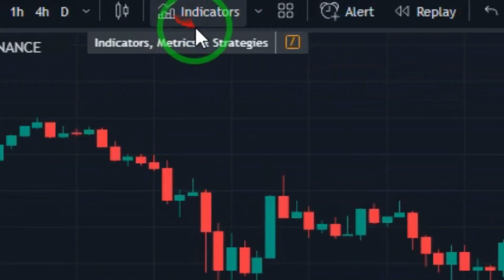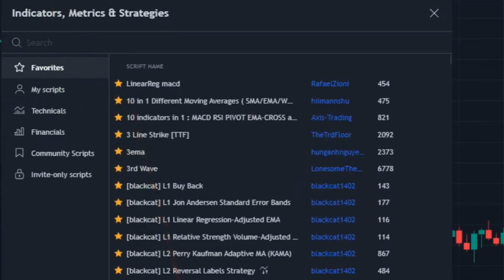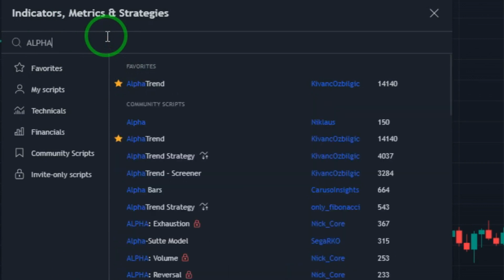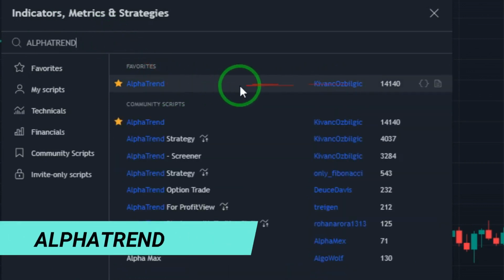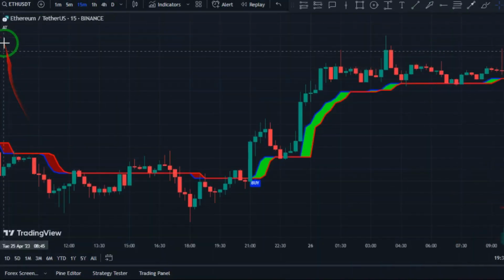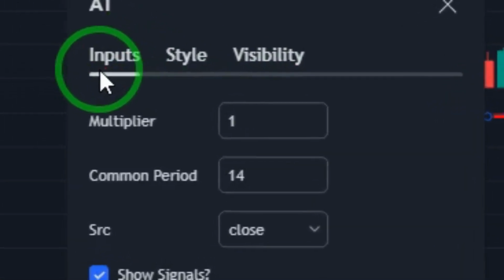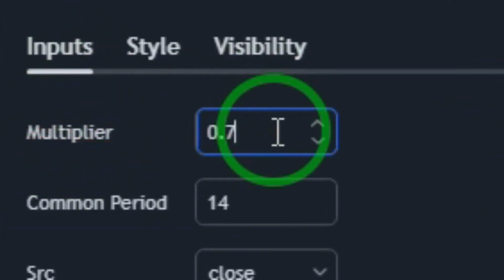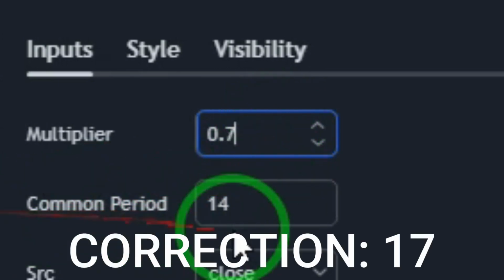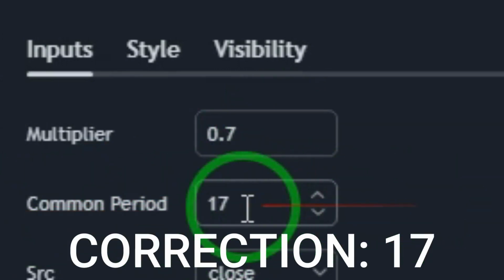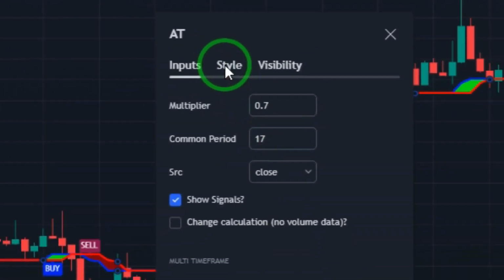confidence. To begin, add the alpha trend indicator to your chart by searching for it in the indicators section. This indicator will be crucial for identifying entry points in our strategy. However, we'll need to tweak its settings first. Under the Input tab, adjust the multiplier to 0.7 and the common period to 9. You can leave the default settings under the Style tab.